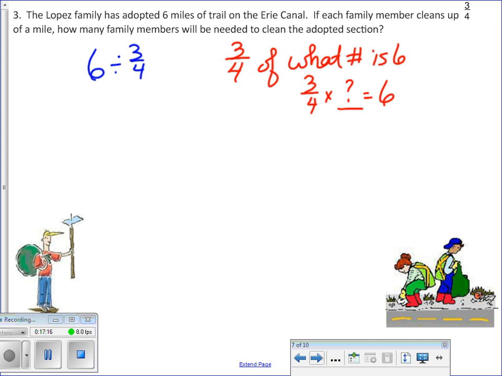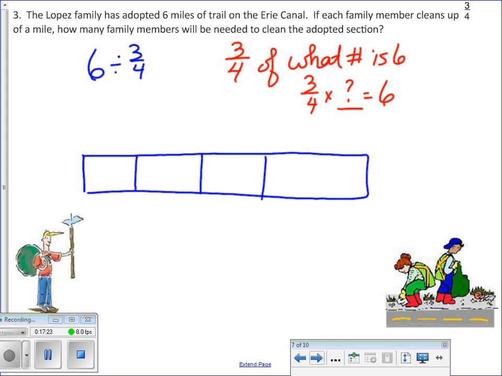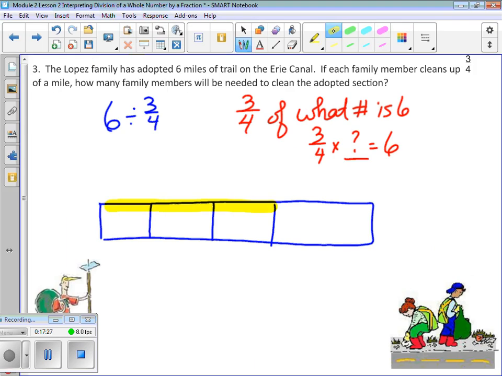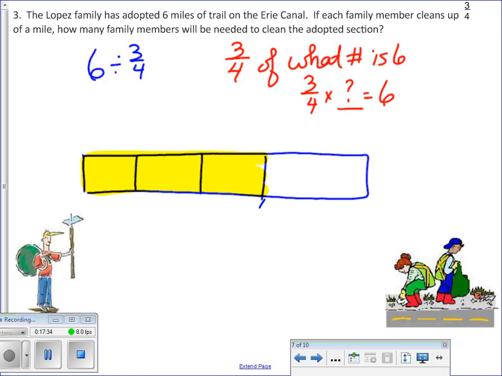So let's use our model. 3/4. 3/4 is 6. So what is the value of each box, or what is our constant? 2, 4, 6, 8. So what's our answer? How can we use that to find our answer, Max? 8 what? 8 family members. Right.